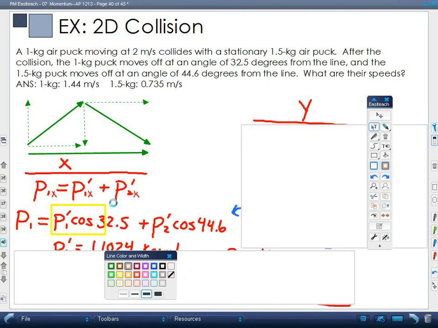This is a little tricky. This is literally this quantity here, not the total, but this right here. We're just expanding that, and we're writing P1 prime cosine 32.5, because that's the x component. And then we're going to expand this right here, which will be expanded to this, P2 prime cosine 44.6. Those are the x components. That's this, and that's this.